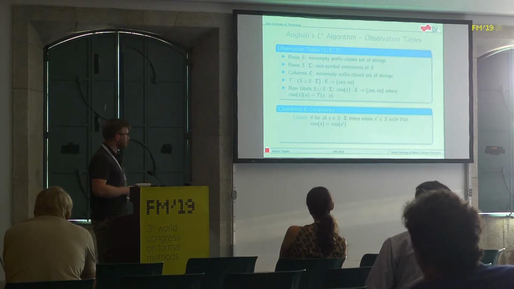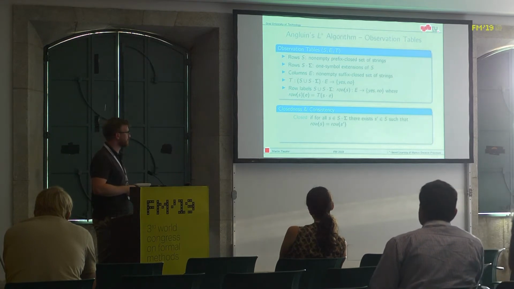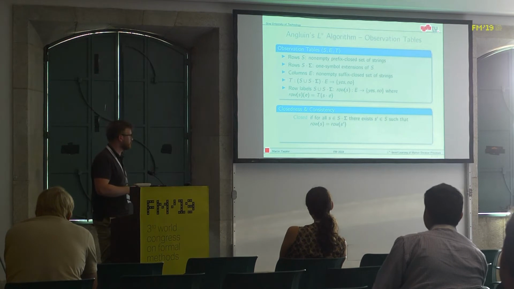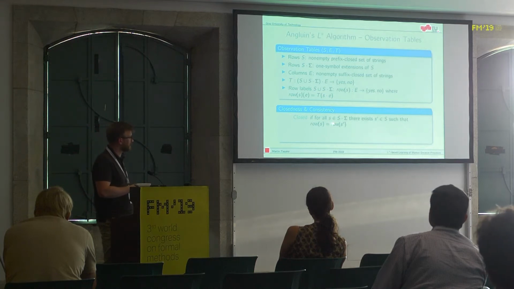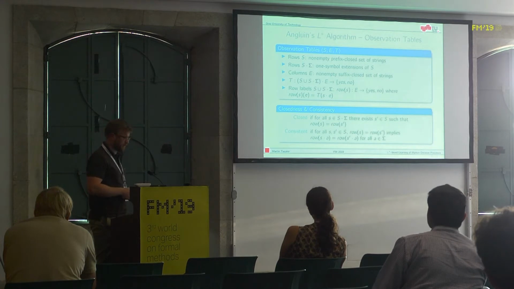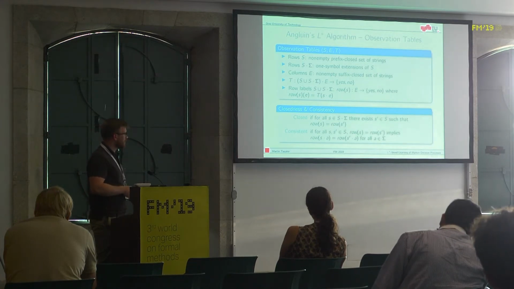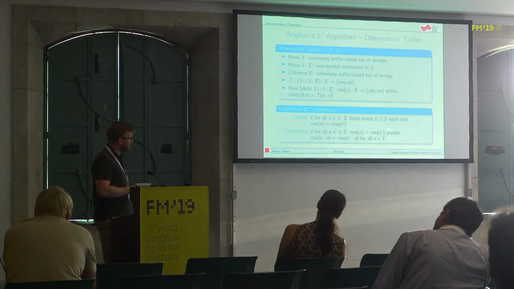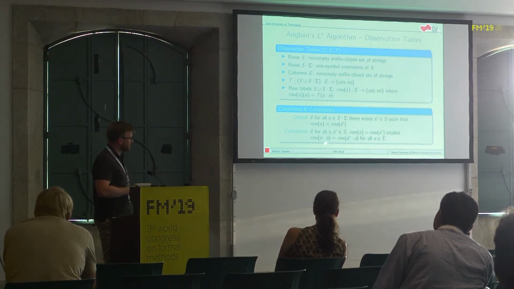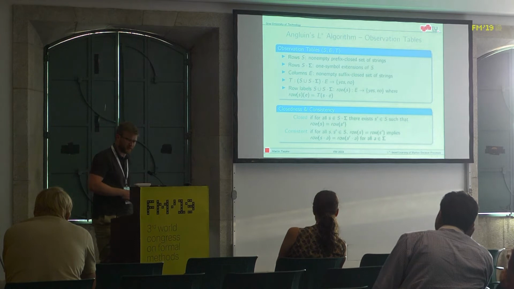In order to derive hypotheses from observation tables, there are two well-formedness conditions that need to hold. The first one is closedness. For closedness, for every one-symbol extension of the set S, there needs to be a string in S such that the rows are equivalent. This is necessary to create transitions in all states. And for consistency to hold, for all pairs of equivalent rows labeled by S, their one-symbol extensions need to be equivalent as well. This is necessary to create a deterministic hypothesis.